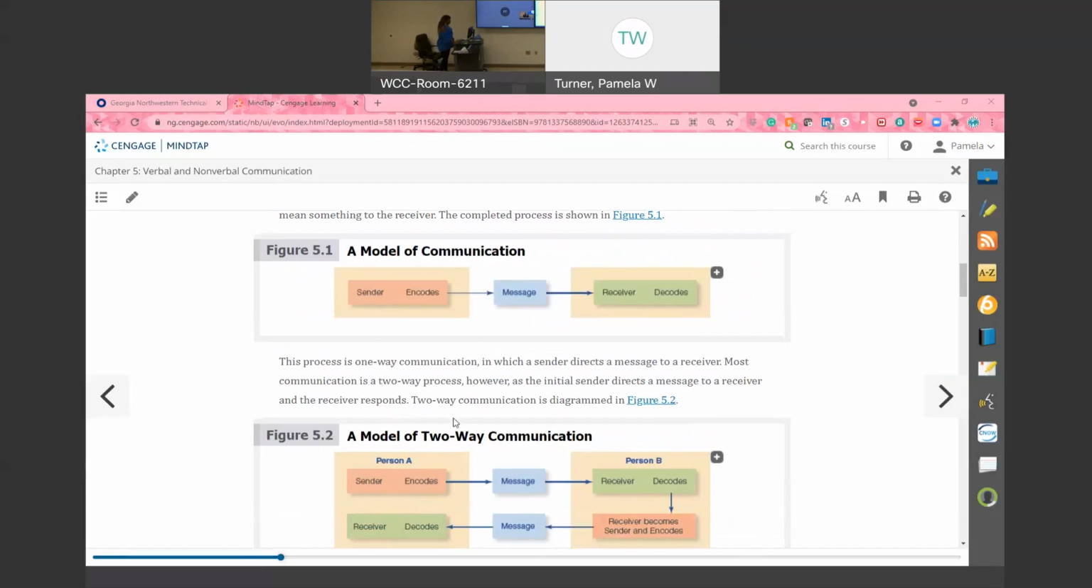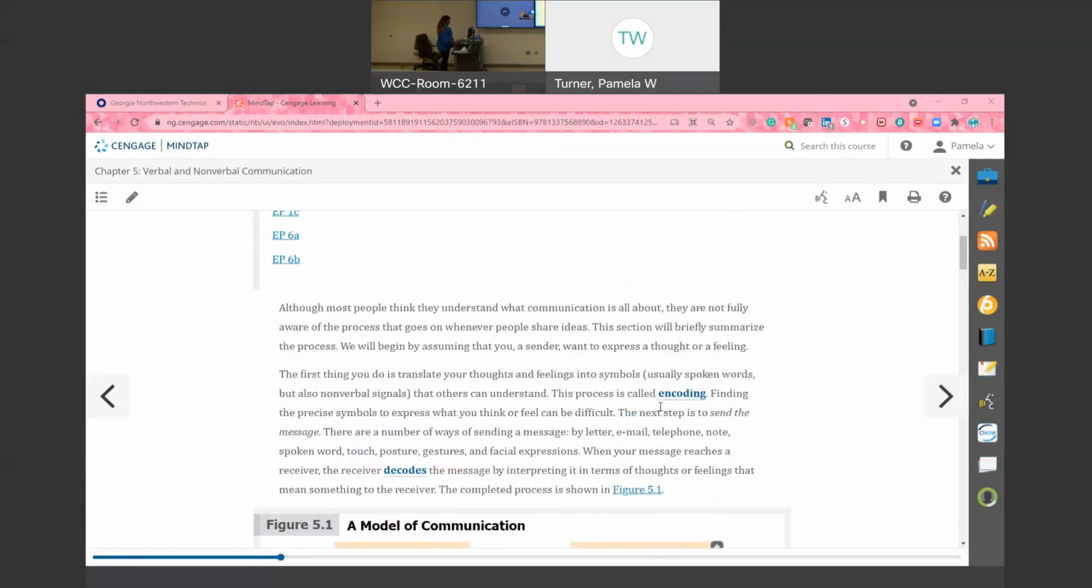The process above is a two-way communication in which a sender directs a message to a receiver. Most communication is two-way, however, right? But in this one, it's one-way. Let's go back and define. The process is called encoding. The first thing you do is translate your thoughts and feelings into symbols, usually words, or sometimes nonverbal, so others can understand. That process is called encoding.